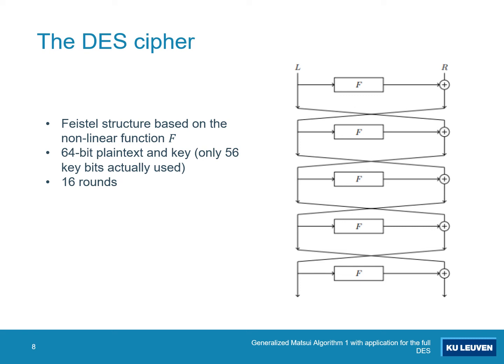DES uses the Feistel structure, based on a nonlinear function f. In one round of this, the left part of the internal state is used as an input to the f function. The output is XORed with the right part, and then the new halves are interchanged. This operation is applied 16 times since DES has 16 rounds.